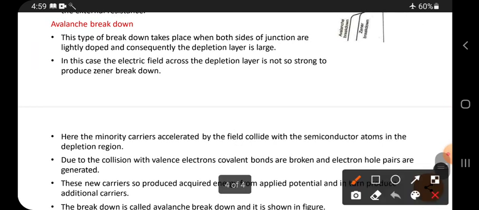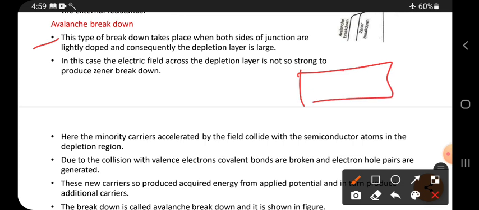Next, avalanche breakdown. This type of breakdown takes place when both sides of the junction are lightly doped. So Zener breakdown is heavily doped, and avalanche breakdown is lightly doped, right? The P region and N region are lightly doped, and consequently the depletion layer is large. When lightly doped, this region is very large. In this case, the electric field across the depletion layer is not strong enough to produce Zener breakdown.